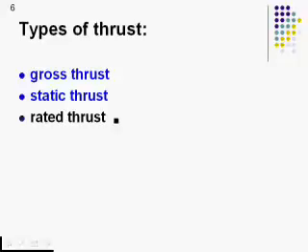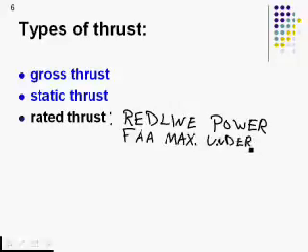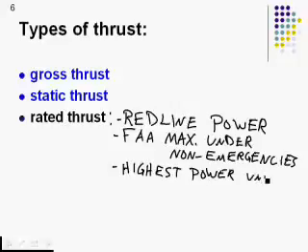Back to rated thrust. Another way to call rated thrust is red line power, whether it's EPR, RPM, torque. It's also going to be the FAA maximum under non-emergencies. Of course, if it's a real emergency, you can go past the red line, but we'll talk about that later. It's red line, it's FAA max, and it's the highest power setting you can get under non-emergencies.